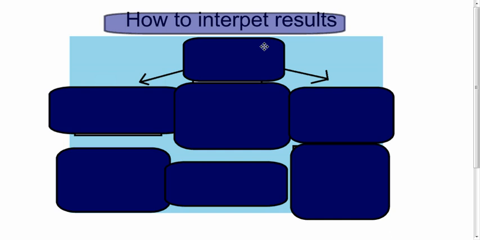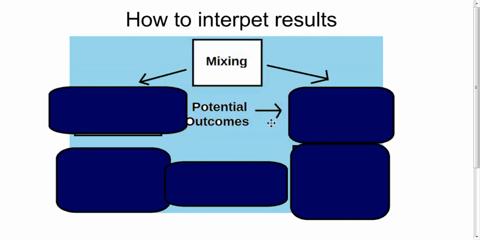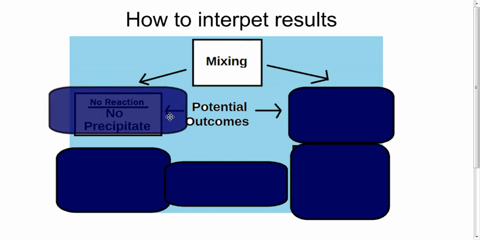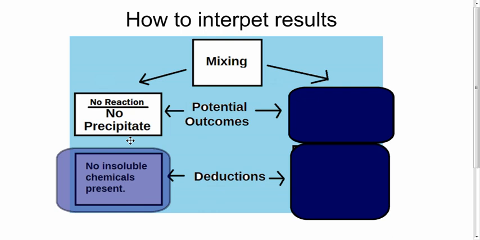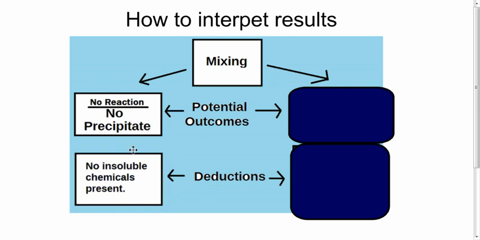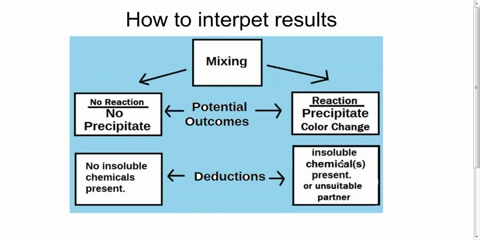Now, how this all gets interpreted: you mix the chemicals and you've got two outcomes. You can not have a precipitate, and what that means is that there are no insoluble chemicals present. On the converse, you can make a precipitate, and that's where you've got some insoluble compound there.